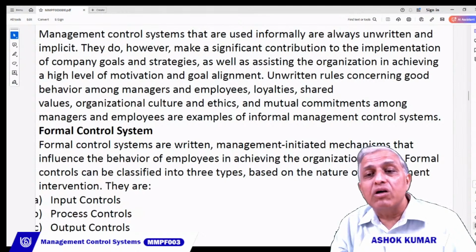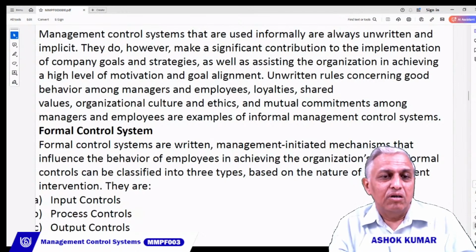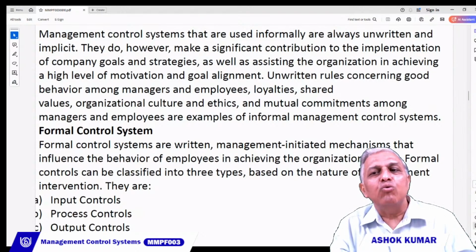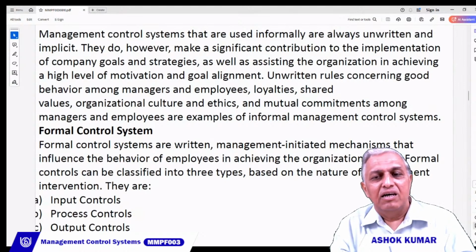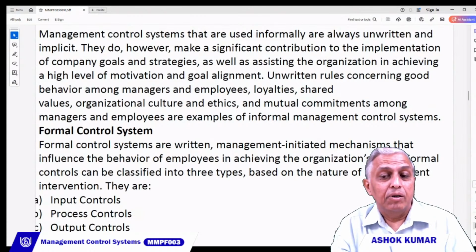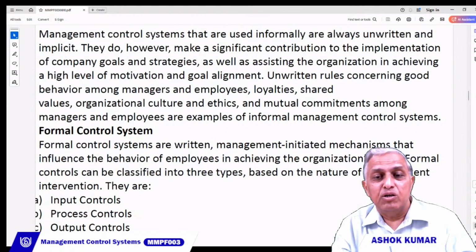Friends, unwritten rules are very much addressing the human approach. Therefore, the unwritten rules concerning good behavior among managers and employees, loyalties, shared values, organizational culture and ethics, and mutual commitments among its managers and employees are examples of the informal management control system.